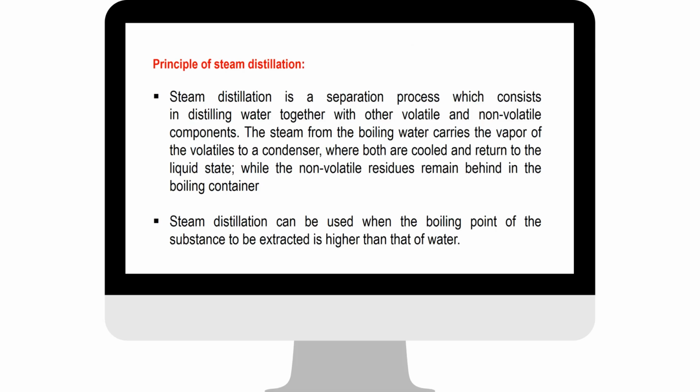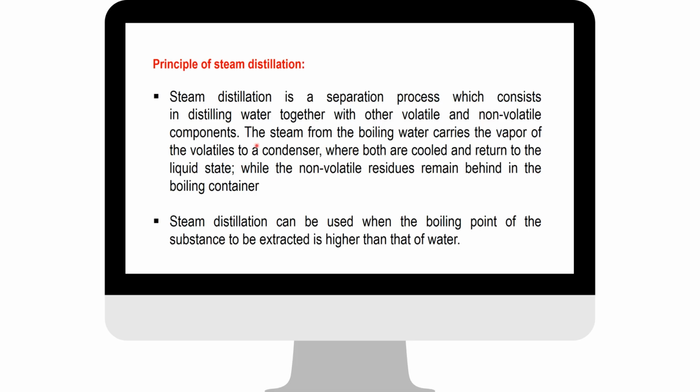So in this slide, we are seeing the principle of steam distillation. Just now I explained steam distillation, and I told that it is a separation process which consists of distilling water together with the volatile and non-volatile components, because a drug has both volatile and non-volatile content. So the steam from the boiling water carries the vapors of the volatiles to the condenser. So once we provide heat to the boiling flask, the steam carries the vapors along with the volatiles to the condenser, where both are cooled.